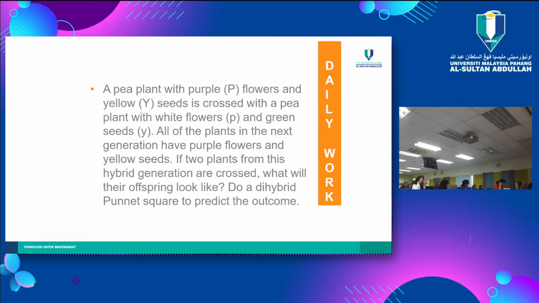Okay, so a pea plant with a purple flower and yellow seed is crossed with a pea plant with a white flower and green seed. All the plants in the next generation have purple flowers and yellow seed. If two plants from this hybrid generation are crossed, what will the offspring look like? So let's do it, try to do this. So all will have the purple flower and yellow seed.